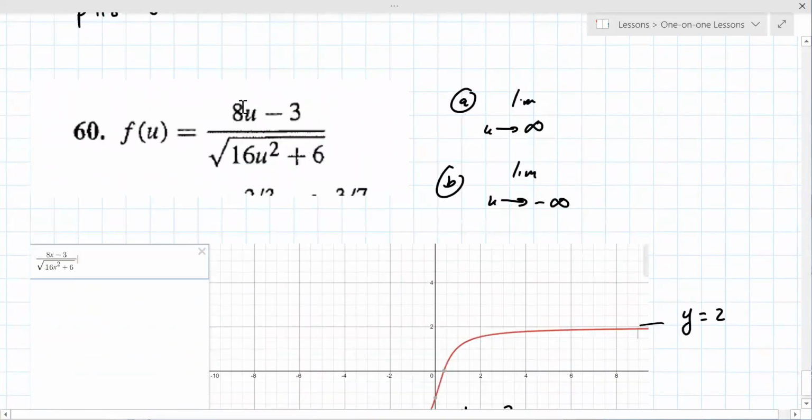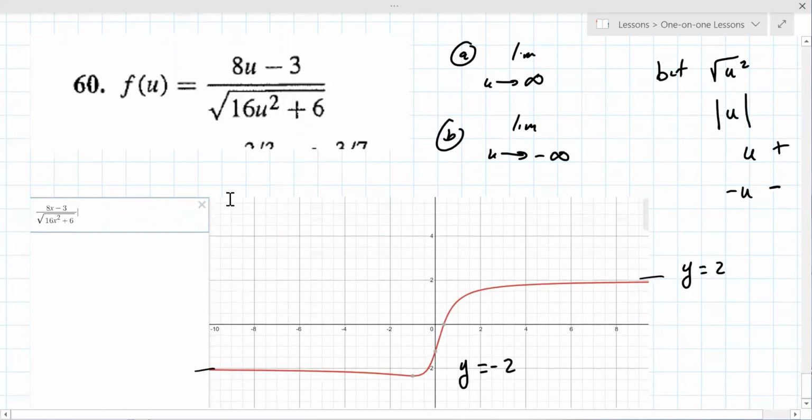The first thing you do when you look at this function is you say, what's the biggest power in the numerator or the denominator? You might say u squared. But there's always a but. It's the square root of u squared, and this is a long forgotten thing. The square root of u squared is actually the absolute value of u, which means it's u when it's positive and it's minus u when it's negative.